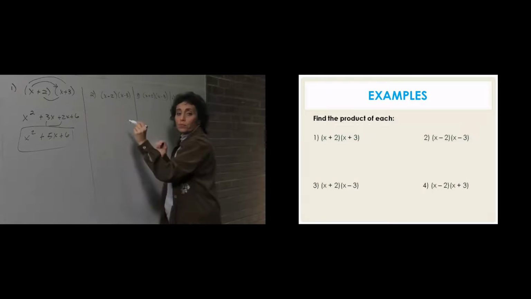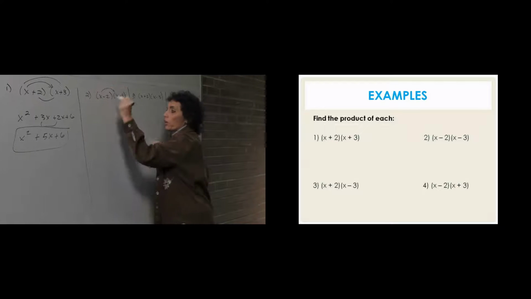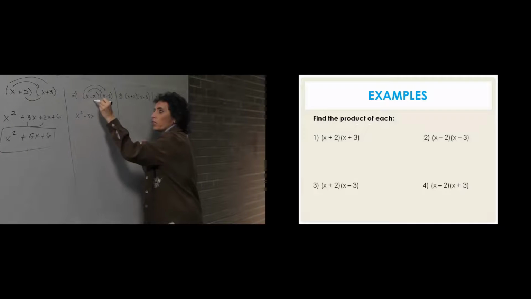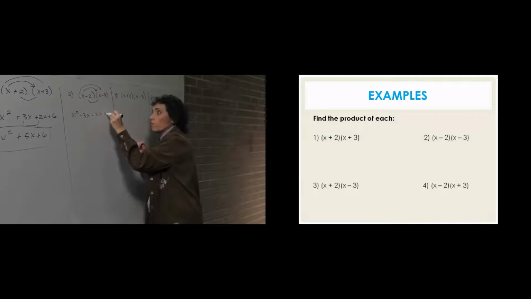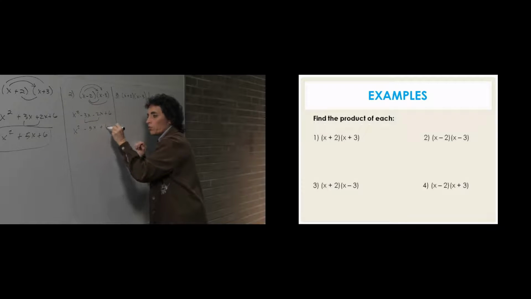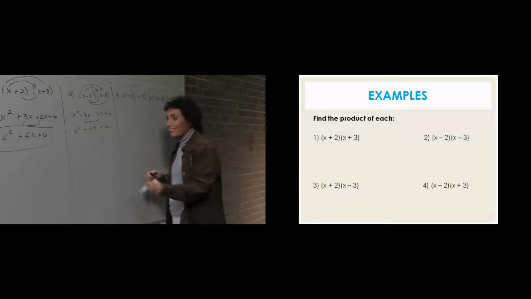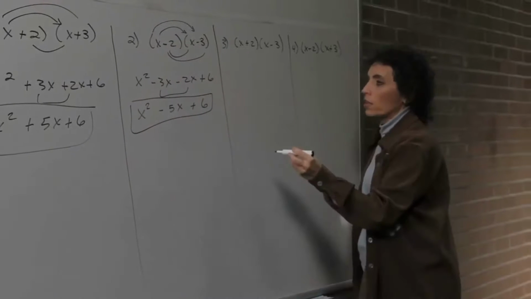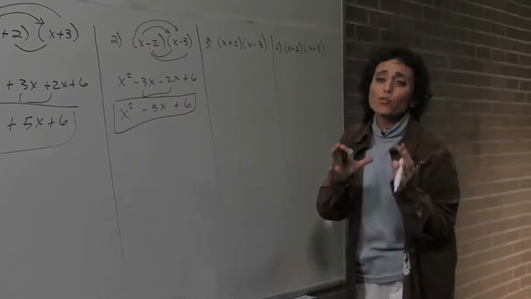All right, let's try this one. X times x is x squared minus 3x minus 2x plus 6. Now again, combine our like terms. We get x squared minus 5x plus 6. Done? This is going quick, isn't it? Number 3. I know you're going, more? Trust me, there's a reason.